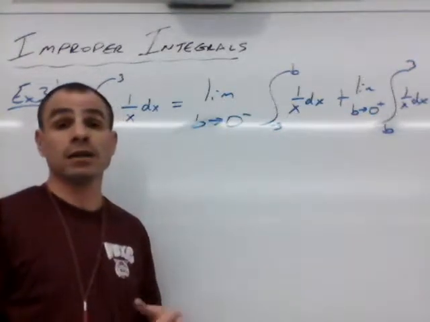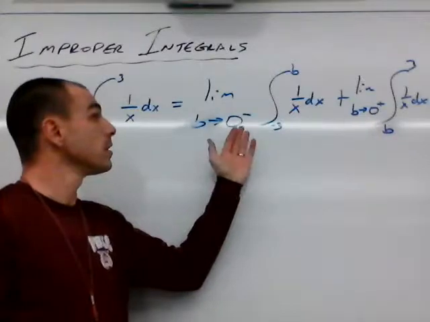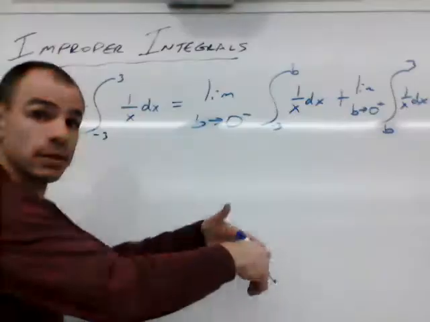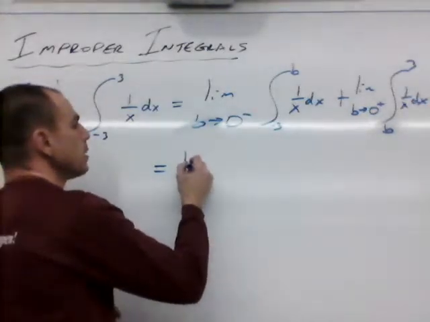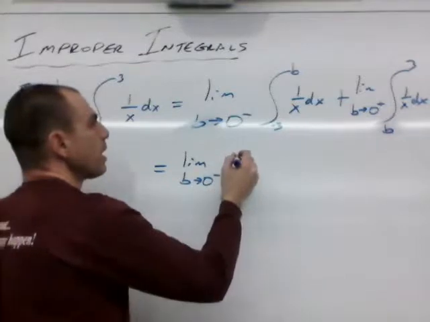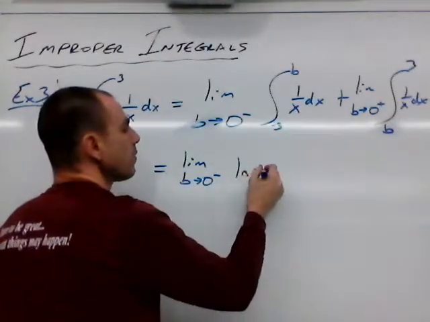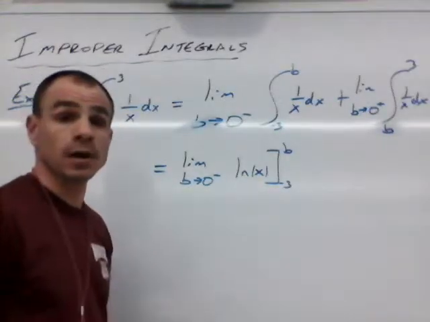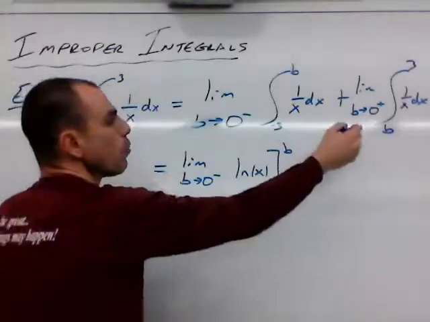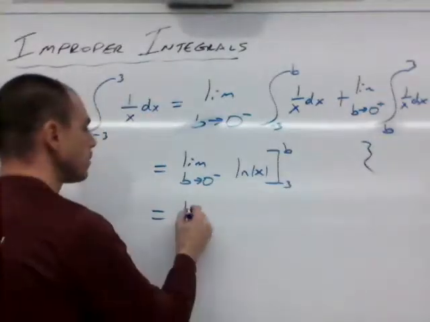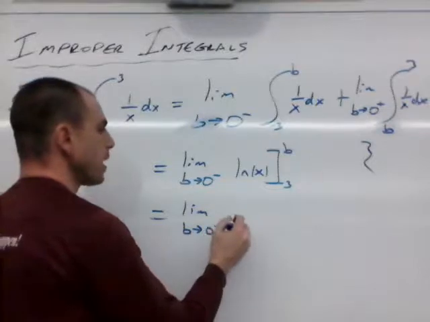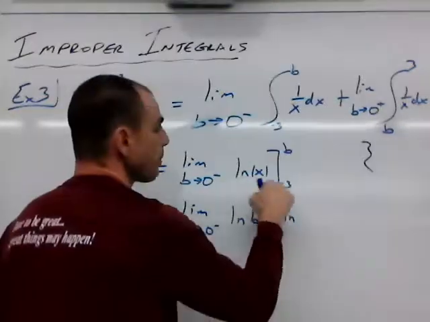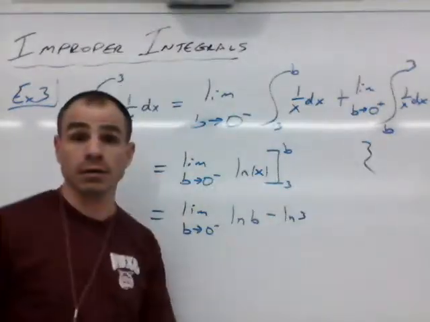Now, to see if there's an actual answer, we have to calculate both of these limits. Let's look at the first limit, doing the same thing we did in the previous example. We have the limit as b approaches 0 from the left. Our antiderivative is the natural log of the absolute value of x, evaluated from -3 to b. So we have the limit as b approaches 0 from the left of the natural log of b minus the natural log of the absolute value of -3, which ends up being 3.